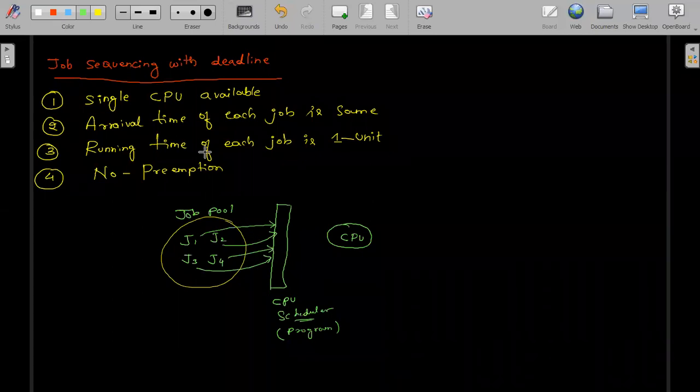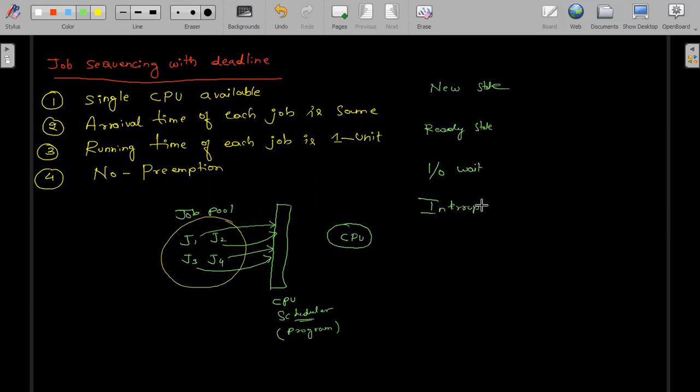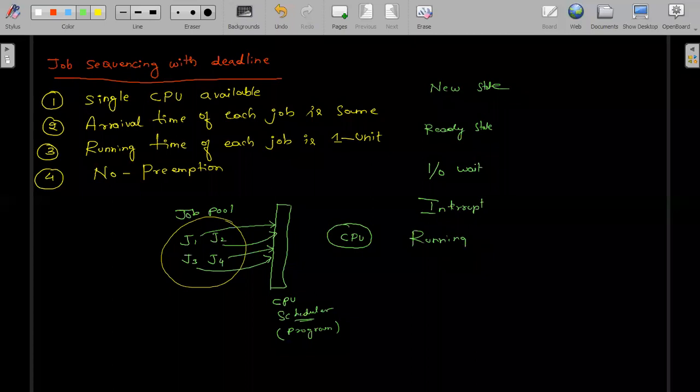Basically, understand, in operating system, have you heard about these states? New state, again ready state, again input output wait, again interrupt, again running state. So these are the states which are available in the operating system.